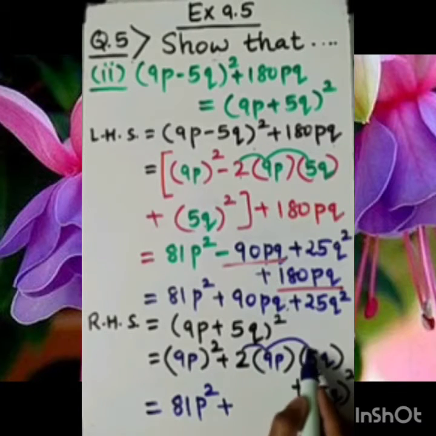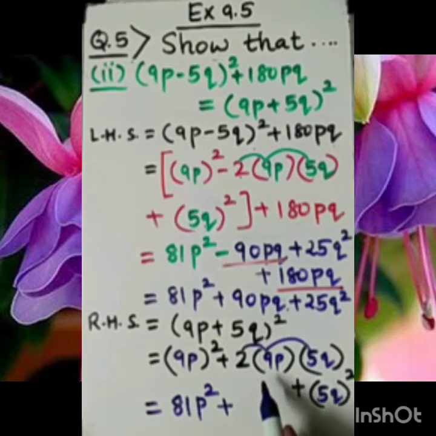Plus, what about this? These three terms are in product. So what do we have? We need to write 2 into 9 into 5. We know 2 fives are 10, into 9, that is 90. p into q gives the result pq. Plus, what is 5q square? That is 25q square. Fine, 5q square equals 25q square.